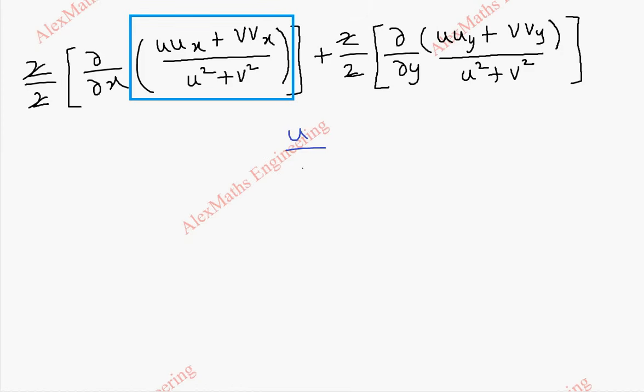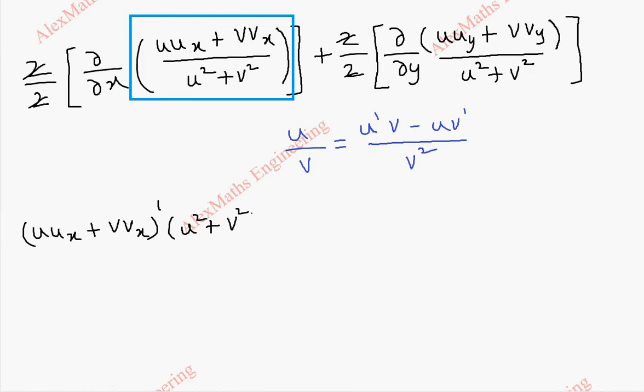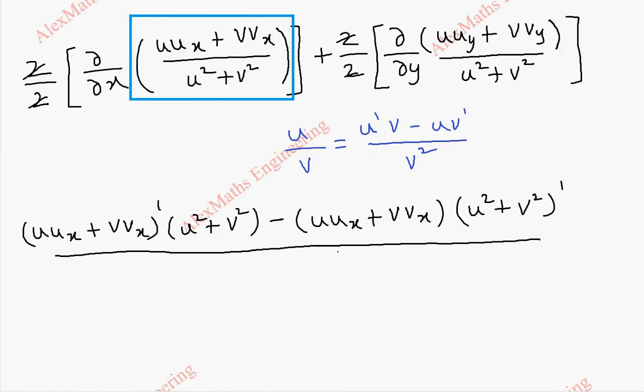Let's write the quotient rule here. When you have numerator and denominator form, it is (u dash v minus u v dash) by v square. Now I'm going to apply this. So the first term, this entire numerator is considered as u and the denominator is considered as v. So u dash means (ux plus vx) whole dash, with respect to x. Then v is written as it is, u square plus v square, minus u, again ux plus vx, and v dash is (u square plus v square) whole dash. Then whole division, we have v square, that is nothing but the denominator square, (u square plus v square) whole square.